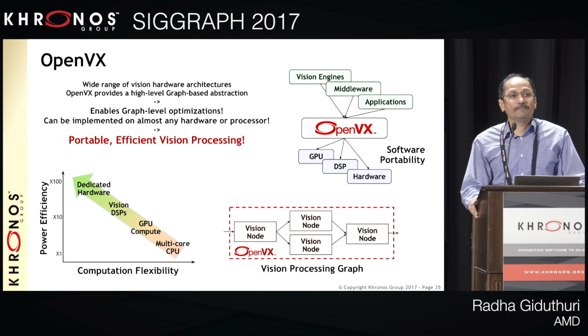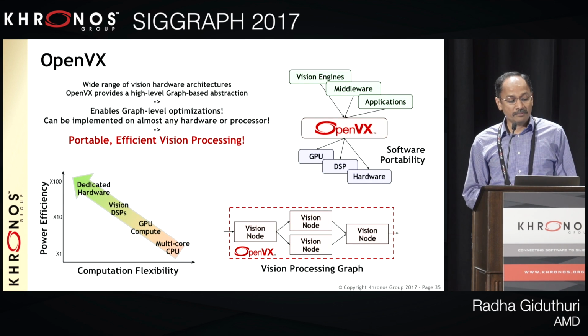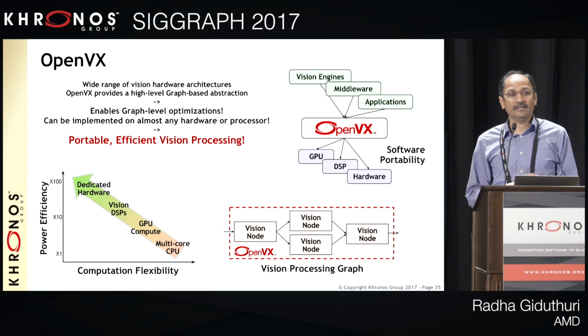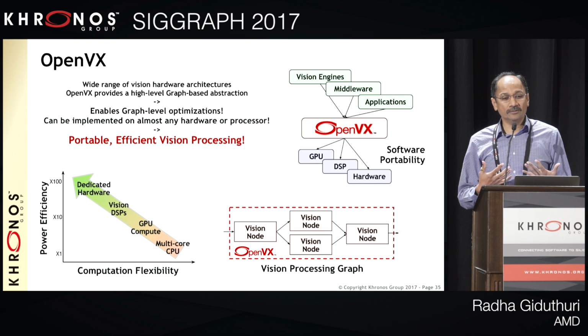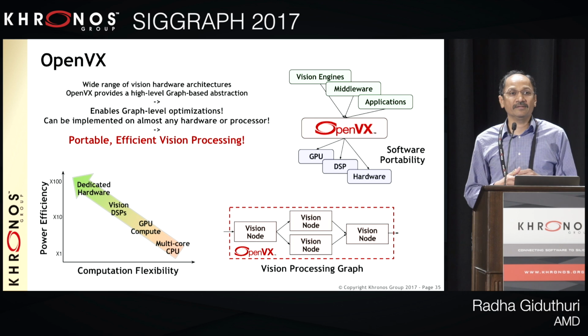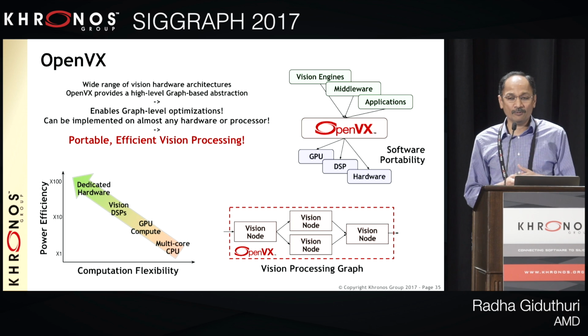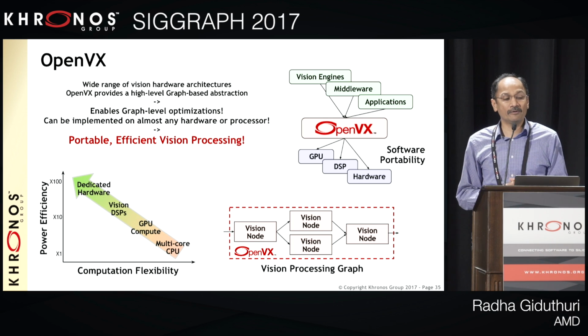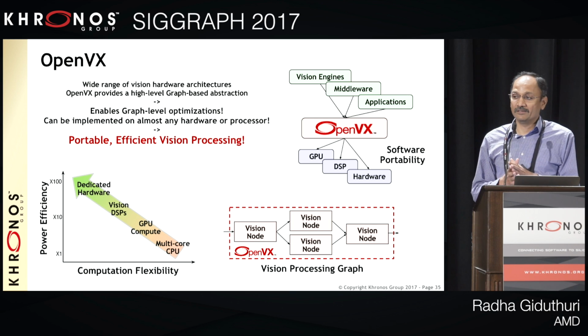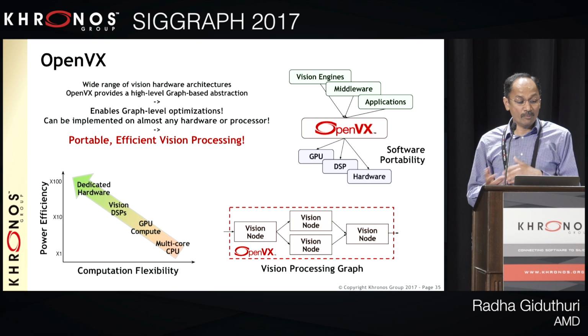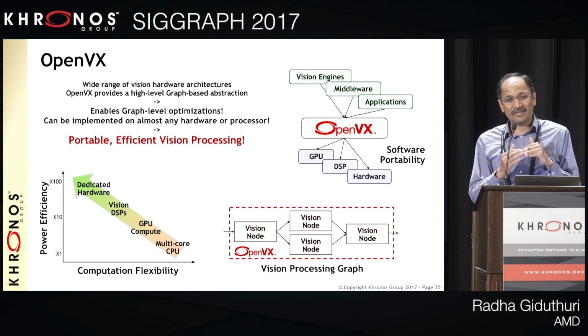So at a high level, when we started looking at the OpenVX problem, we wanted to come up with an API that people can use to express their vision processing pipeline at a high level without having to worry about how it gets mapped to underlying hardware. In vision especially, there's a whole set of processors ranging from multi-core CPU to GPU, maybe a hybrid of both, and there are vision processors, DSPs, and dedicated hardware.